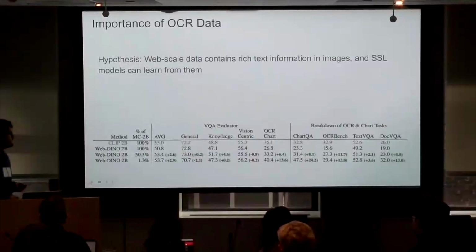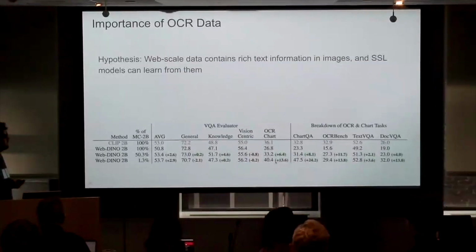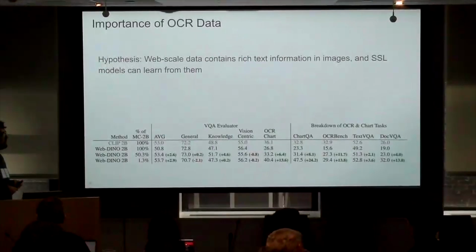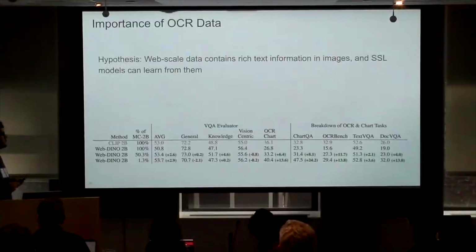You can see that just by adding 1% of data which is very OCR and chart specific, you see a huge boost on OCR and chart. You see similar performance elsewhere, maybe a bit of a drop on general, but it's not huge. It also means that it's not just about throwing in more data, but finding the data that provides the right information to the model. And you just need 1% of the data of MetaClip to be competitive with a CLIP model.